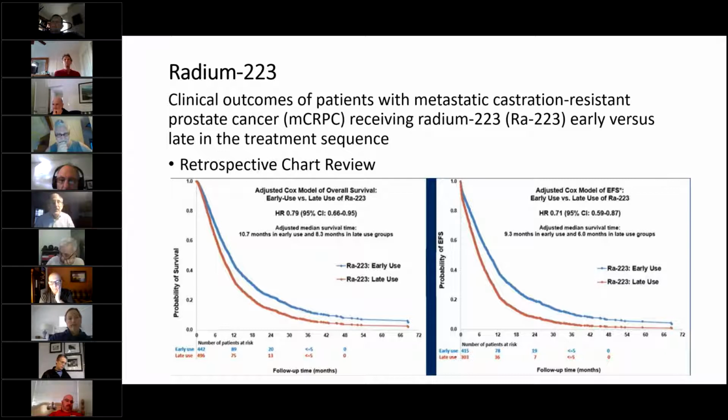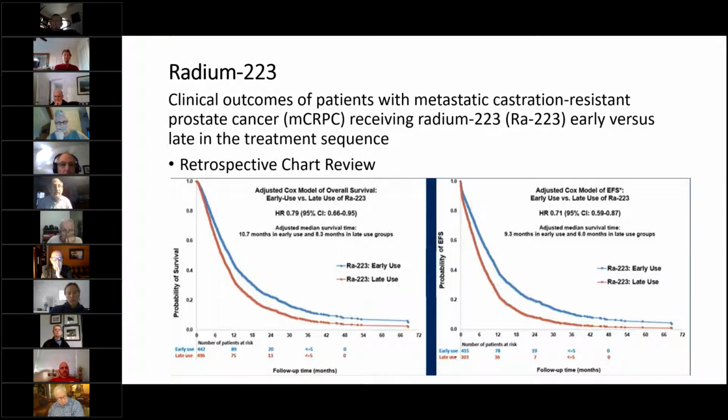So if you need it, I think people are thinking of using this much earlier than before, sort of right away if you become castration resistant. Because in this model, these are certainly big significant differences. With a hazard ratio of 0.7, you can see the big difference here. And that's the end of our presentation. Any questions?